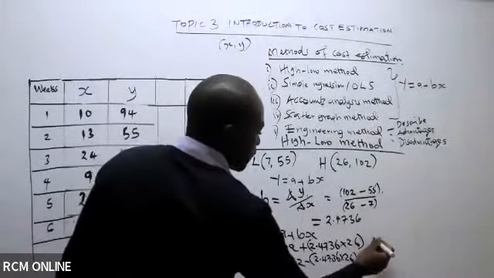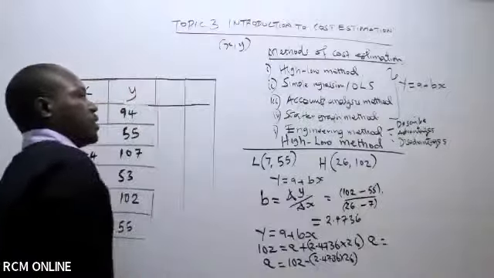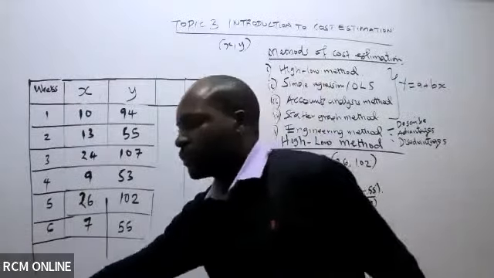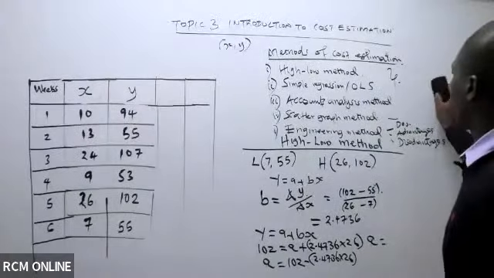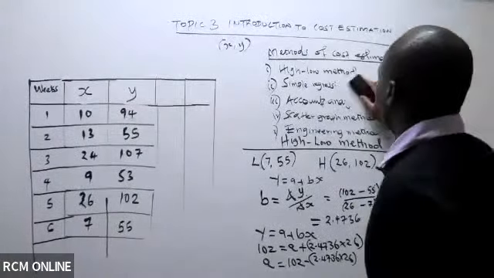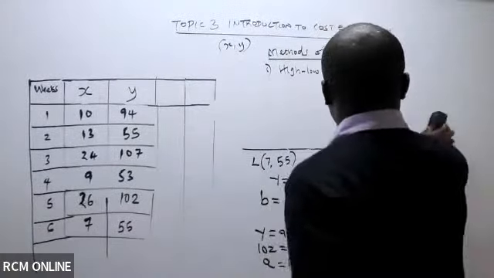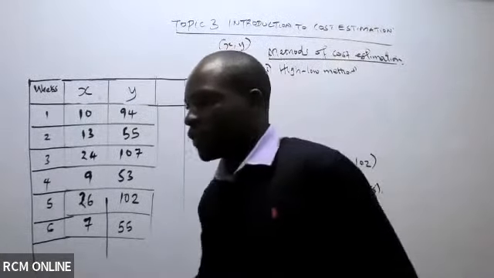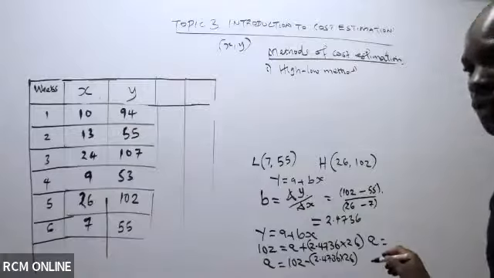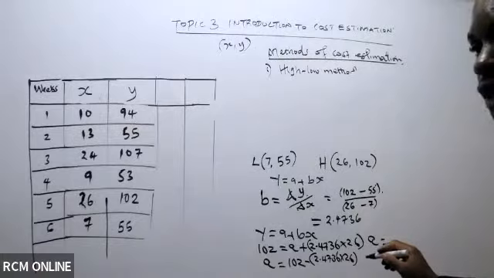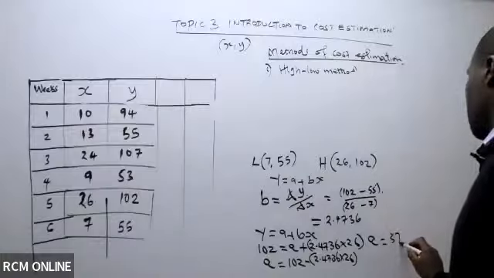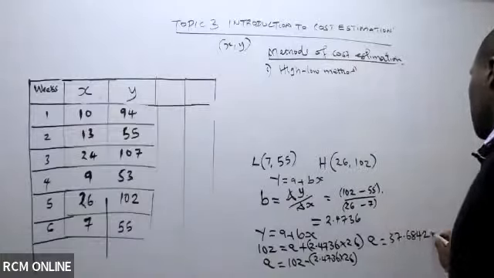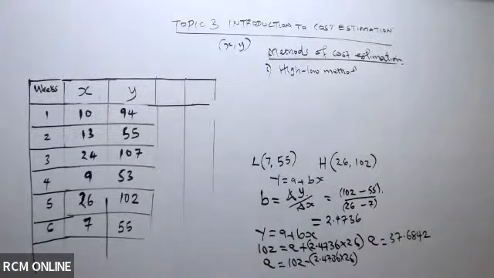Can someone give us the value of A? 30 what? 37.6842. Tuko na 6842, 6838.